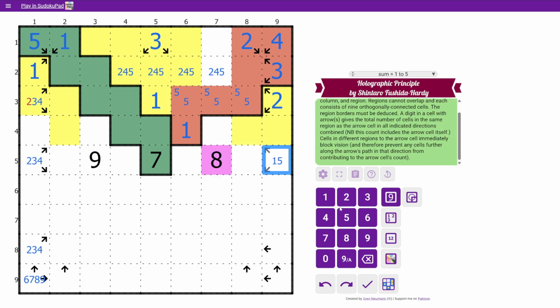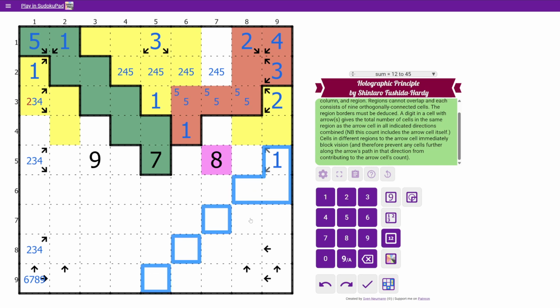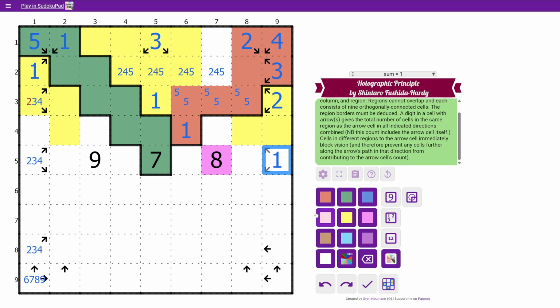So this must be a 1, which also means that it cannot be part of yellow. Because if it was a different color and it was 5, then there would not be enough spaces down here for another region. So we can make this one, we'll make green.